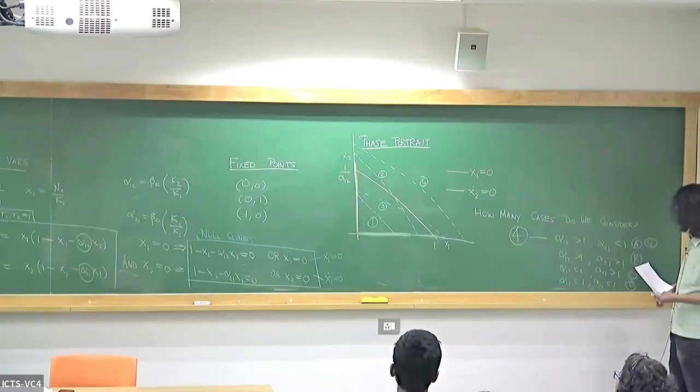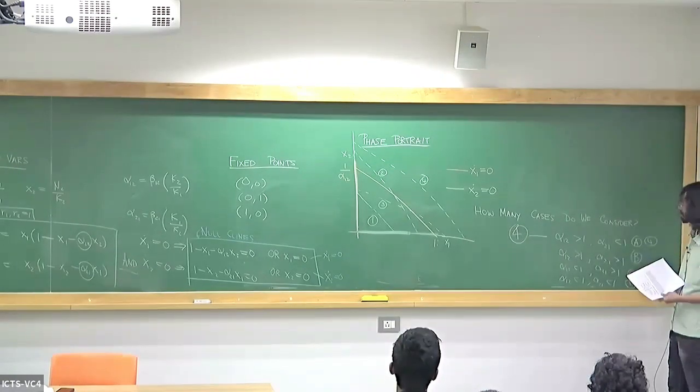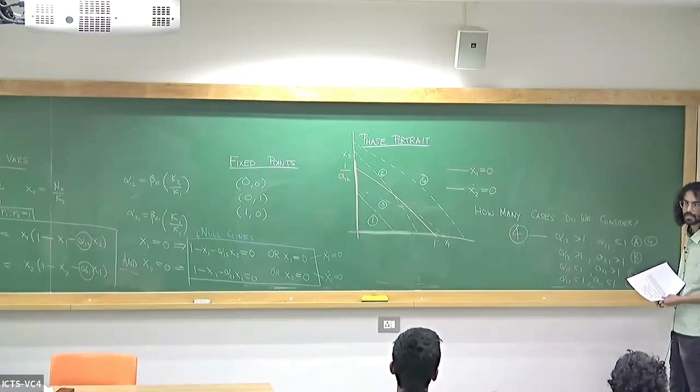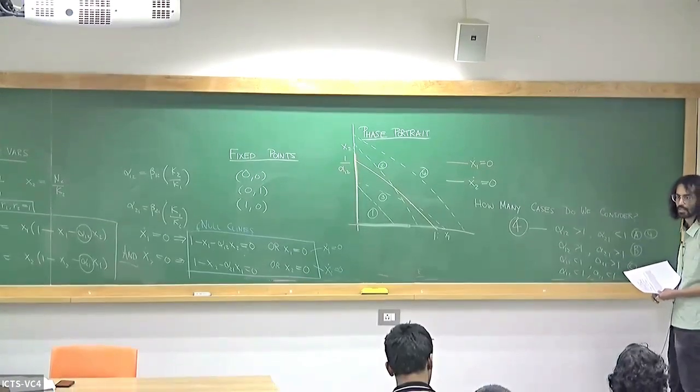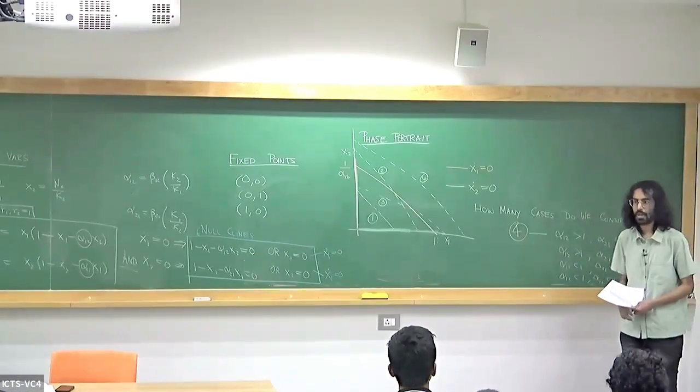Okay. What about the next case? What about B, when both of them are greater than 1? Let's take a vote. Ready? 3, 2, 1.